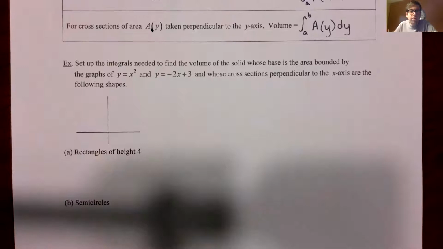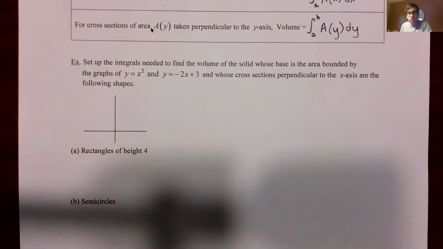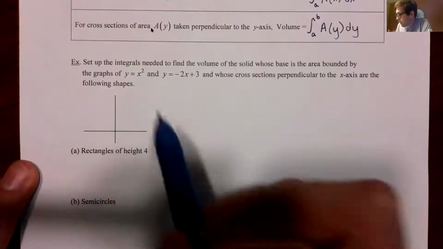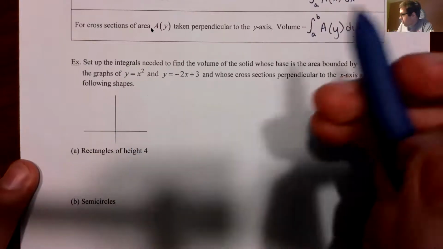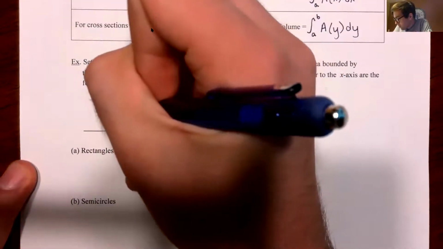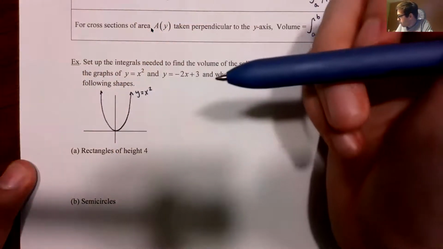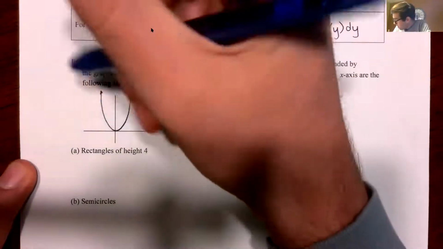Set up the integrals needed to find the volume of the solid whose base is the area bounded by the graphs of y equals x squared and y equals negative 2x plus 3, and whose cross sections perpendicular to the x-axis are the following shapes. So this is a two-part question. We're going to do A and B separately. First of all, let's take a look at what this base looks like. We had the graph of x squared. I'm just going to do a rough sketch here. That's going to be our y equals x squared. And we have negative 2x plus 3. It's going to be something like this.